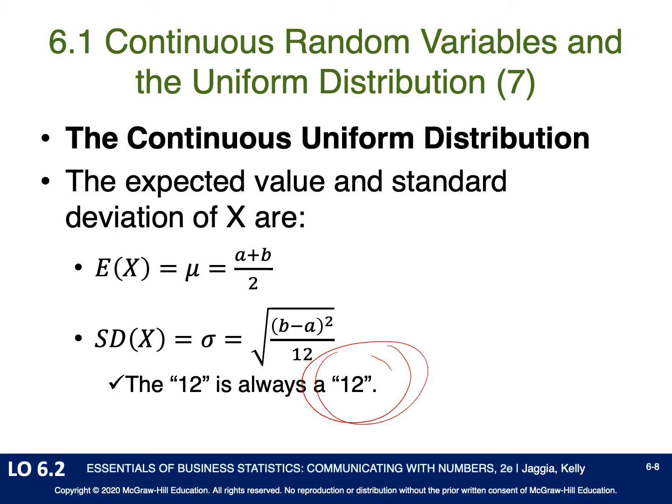That denominator never changes. Remember your order of operations also. So you want to subtract the upper minus lower limit, then square that, then divide by 12, then take the square root. So make sure we're following our order of operations.